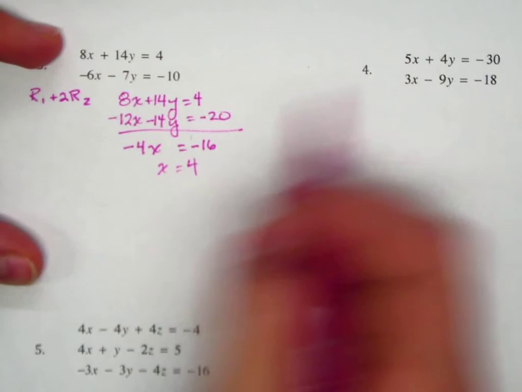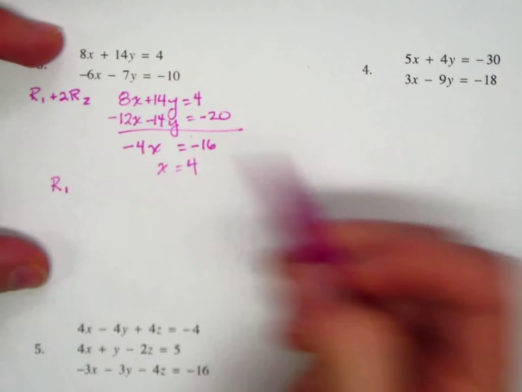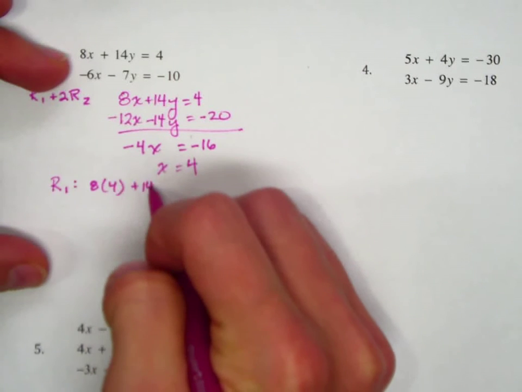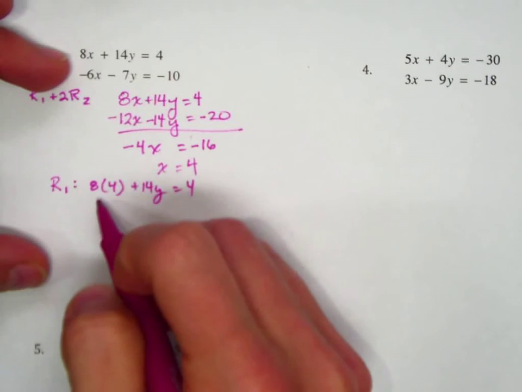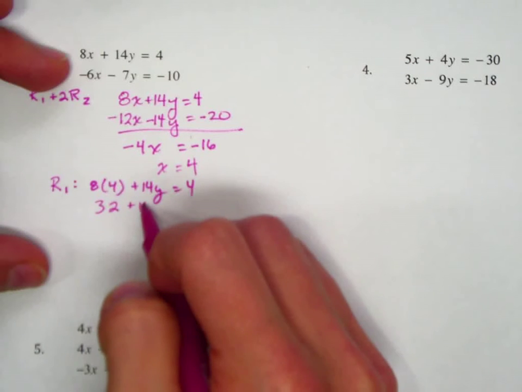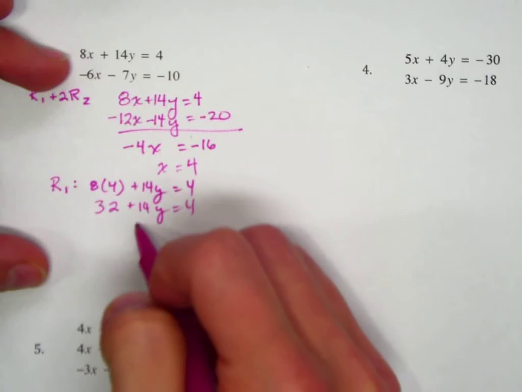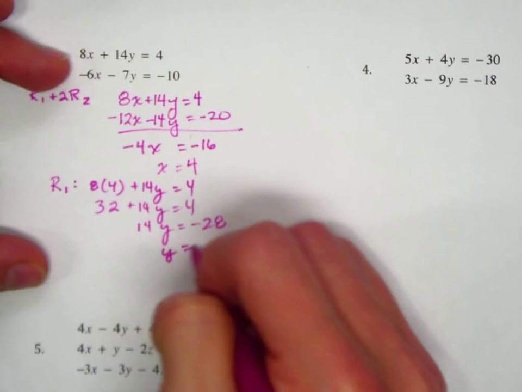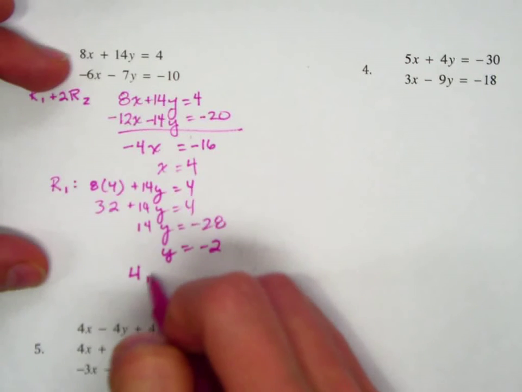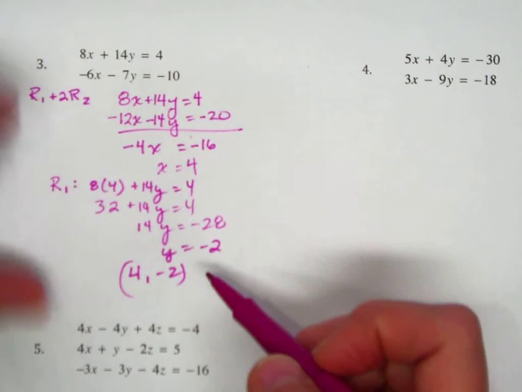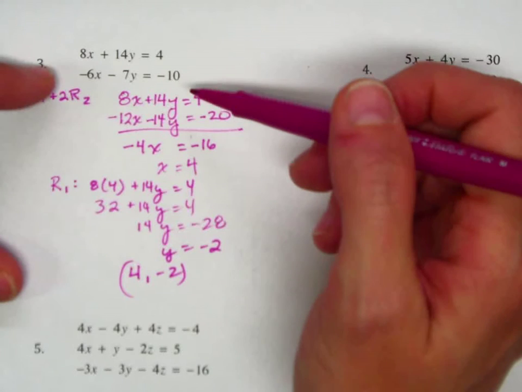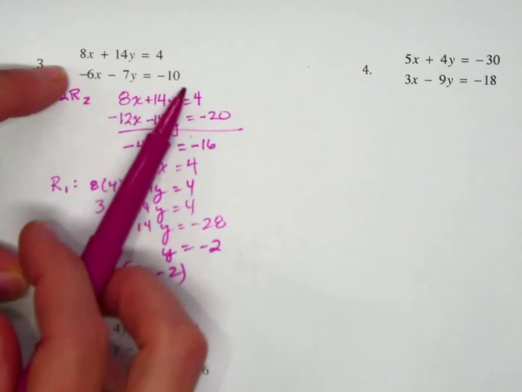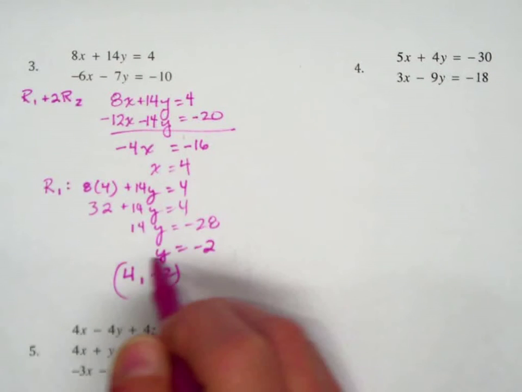I'm going to plug into row 1. So then we get 8 times 4 plus 14y equals 4. So 32 plus 14y equals 4. Subtract 32 from both sides and you get negative 28. So y is negative 2. So we have 4, negative 2. Since I plugged it in row 1, I'll just check and make sure that works in row 2. Here I get negative 24 plus 14 equals negative 10, and that is true.